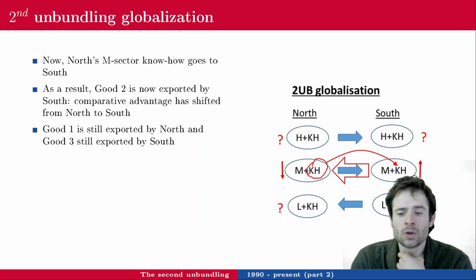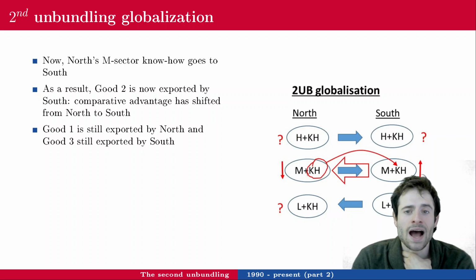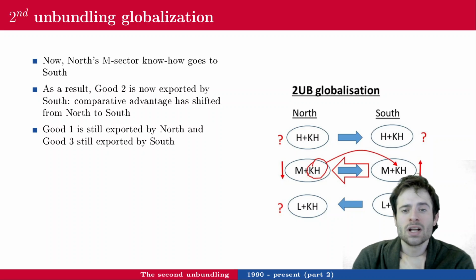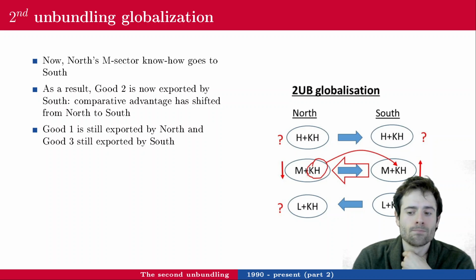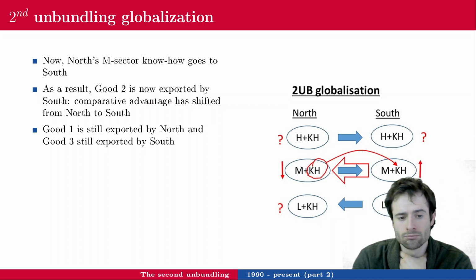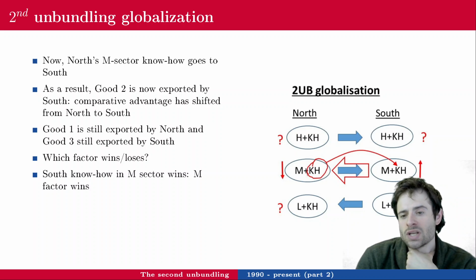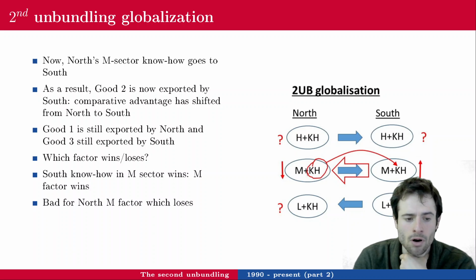Good 1 is still exported by the North because the North has the high-skilled workers needed to produce the good. And the South has the low-skilled workers needed to produce good 3. So nothing changes for good 1 and good 3. So obviously, medium-skilled workers in the North are losing, and medium-skilled workers in the South are winning.